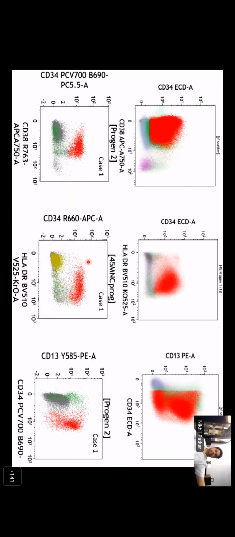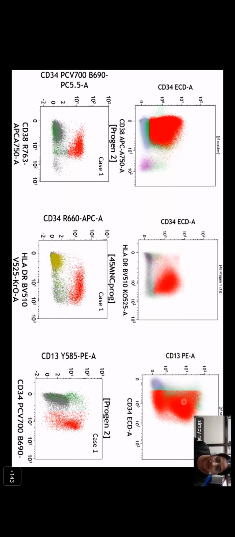Okay, now what do we see here? So in this, we can compare the case with the lower one, which was a normal case. So in the 34 versus 38 plot, we can see that the blast population, first of all, has an increased amount, and it is not following the normal pattern shown in 34 versus 38. And there is also downregulation of 38, which is almost dim to negative. And in the 34 versus DR plot, we can also see that the normal maturation pattern is lost, and there is a moderate expression of DR clustering present.